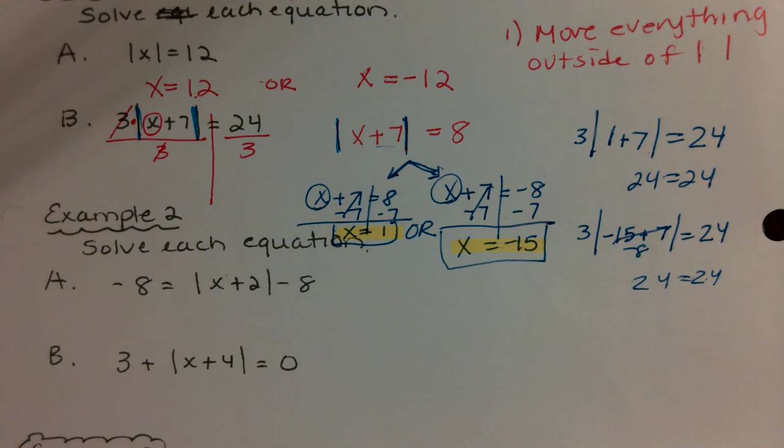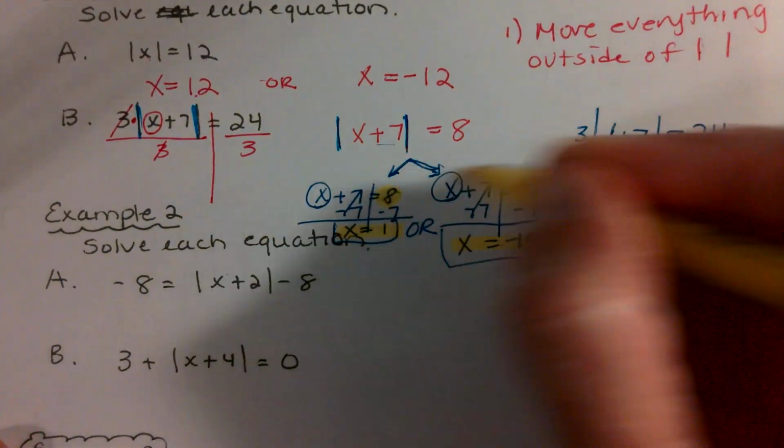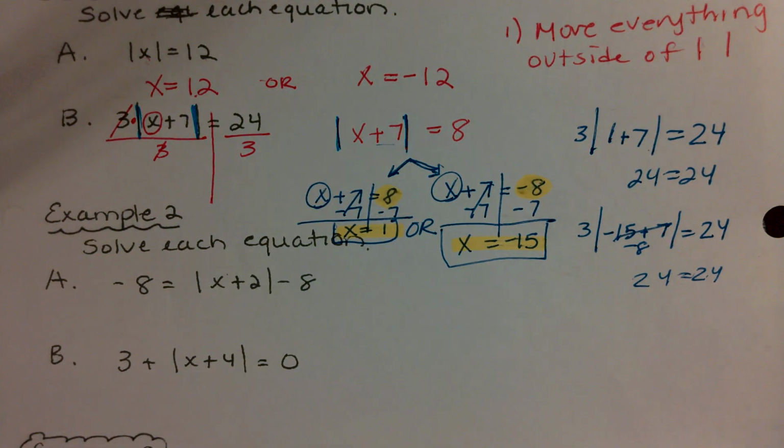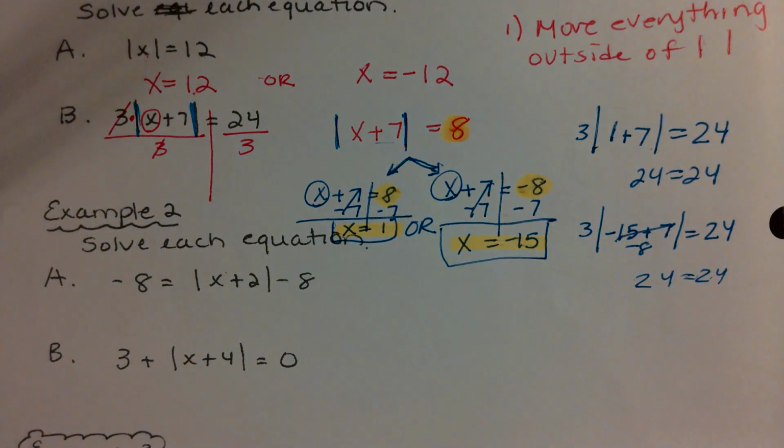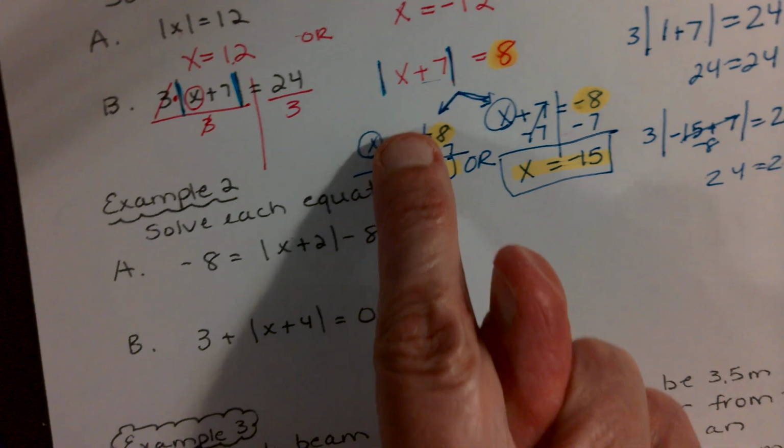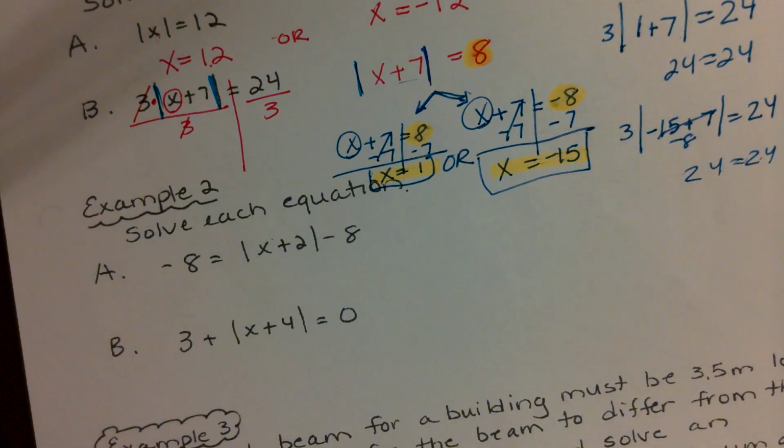Again, notice what changed. I have the positive 8 and a negative 8. I took this value right there, and one of them was positive and one was negative. What was inside the absolute value is exactly the same. I just removed those goalposts or signs.